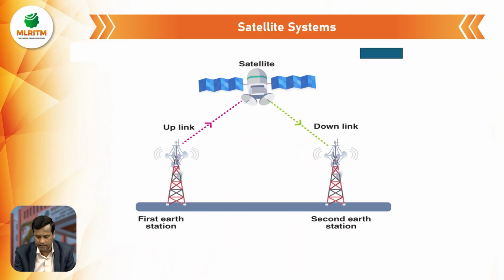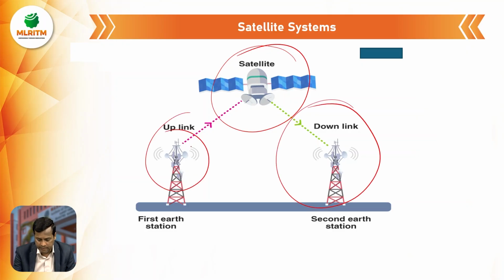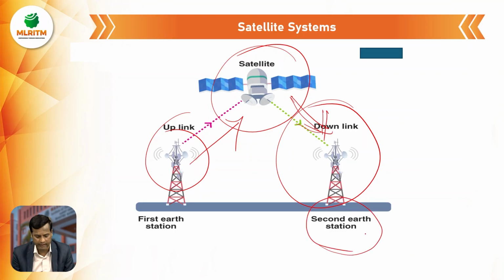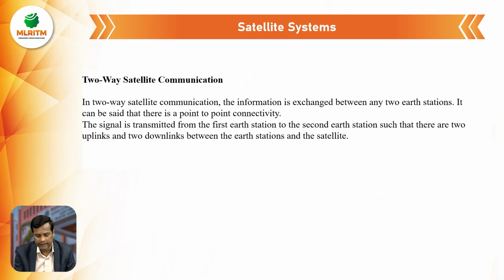Earlier we saw what a satellite is, and what the uplink and the downlink are. This is unidirectional, right? This figure shows that from the first Earth station we send a signal through the uplink, and then the transponder amplifies it and changes the frequency, and then it comes to the second Earth station by the downlink. Next we will get to know two-way satellite communication.